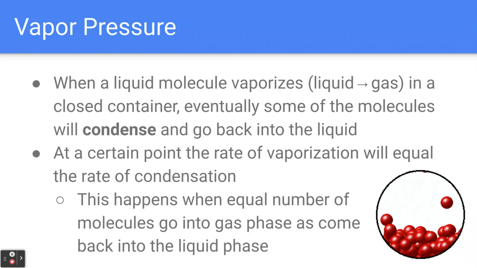And so the point at which we measure vapor pressure is when the number of particles going into the gaseous phase are the same number of particles that are coming back into the liquid phase. Down in the bottom right, you can see an image there. There are particles going up into the gaseous phase, but there are also particles coming back down into the liquid phase. And so that's when we're going to measure the vapor pressure.